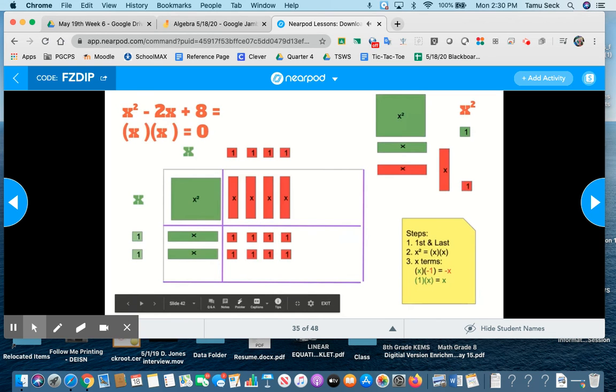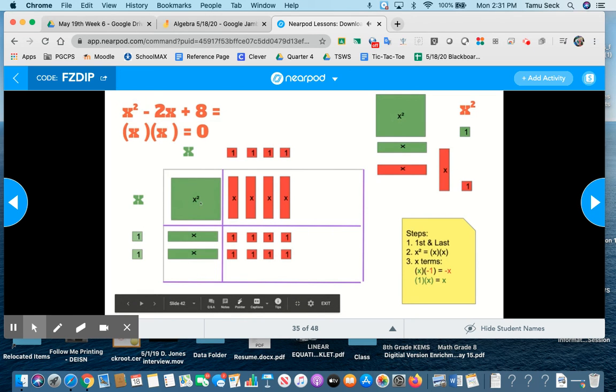So let's do it again. First step, we're going to load in the first and last term. So we're going to load in x squared, and we're going to load in the negative 8. But this time we're doing x times negative 4 and x times positive 2. Because we're doing positive 2, we have to have 2 rows of this. And all this has to be lined up because our goal is to make a rectangle.